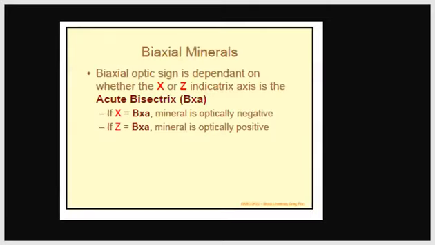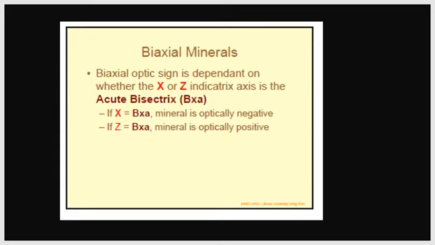But in our previous video, we have seen how we are going to distinguish biaxial positive and negative minerals. That's very simple. If you have the acute bisectrix, and if the x-axis is bisecting the acute bisectrix, it's going to be optically negative, and if the z-axis is bisecting the acute bisectrix, it's going to be optically positive.